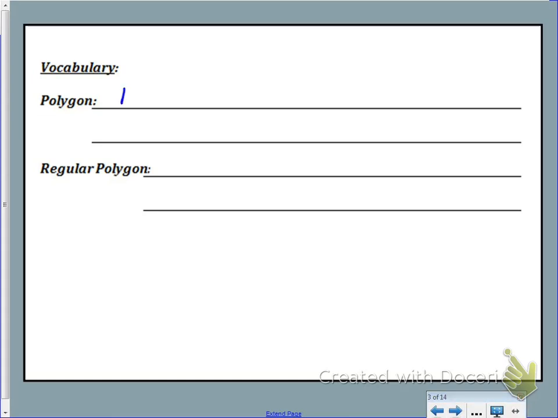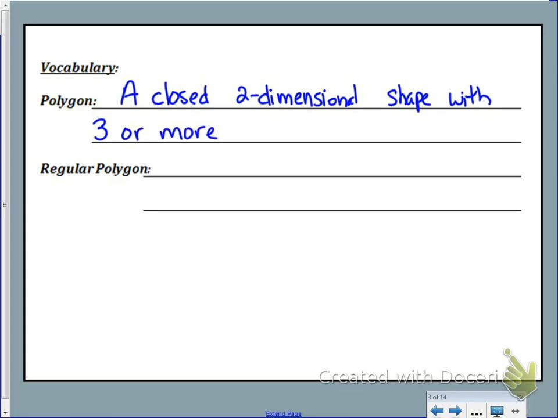A polygon is a closed two-dimensional shape with three or more straight sides. Now, when we hear the word straight, we often think of a straight line. So the same is true here. We can't have any curves or circles or semicircles in our polygon. So we're talking about a shape that's closed, it's two-dimensional, and its side lengths have to be straight line segments.